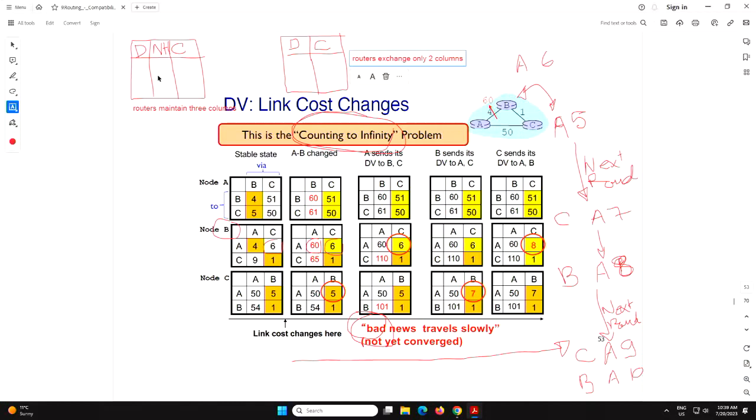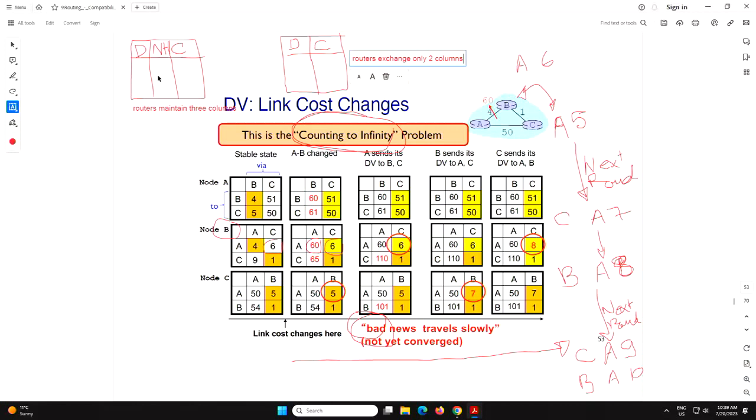Okay? So if C was to advertise 3 columns instead of 2 columns, then C would say that I can reach A with a cost of 6, only 6, and the next hop would be you. And then B would say, oh, me? No, that's not possible because the link has gone up, it's now 60. So let's discard it, right? It would have been much easier.